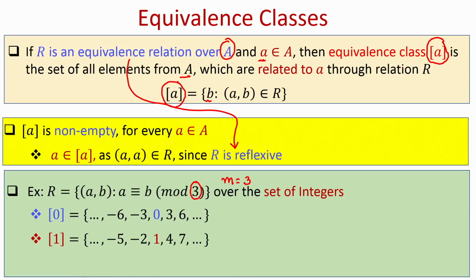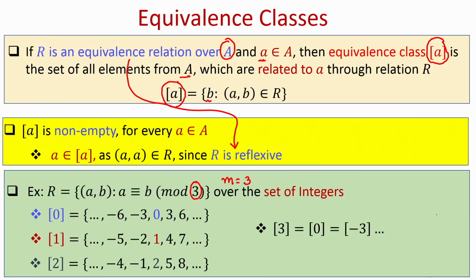What about the equivalence class of 1? Definitely the element 1 will be present in its equivalence class, and apart from that we will have the integers 4, 7, 10 and so on, and on the negative side we have the elements -2, -5, -8 and so on present in the equivalence class of 1, because all these integers are related to the integer 1 as per the relation R. In the same way, the equivalence class of 2 will have the integers 2, 5, 8 and so on in the positive direction, and the elements -1, -4, -7 and so on in the negative direction.